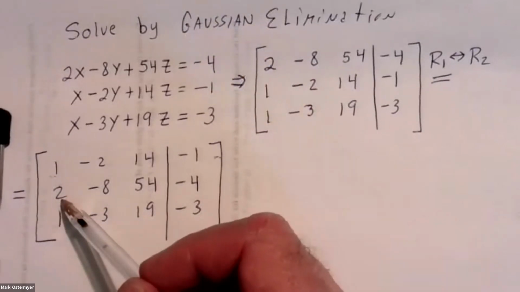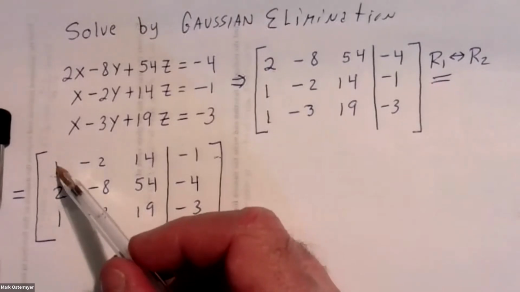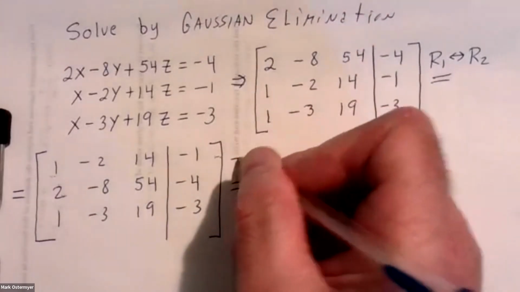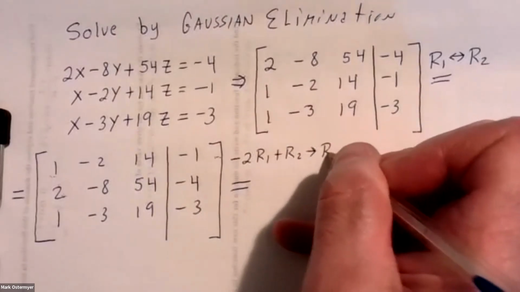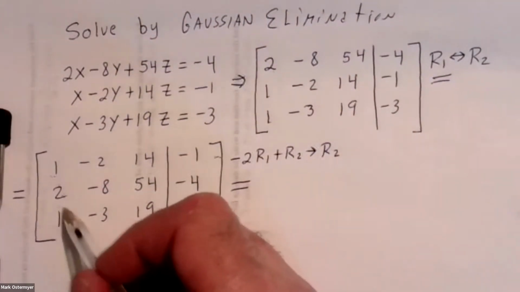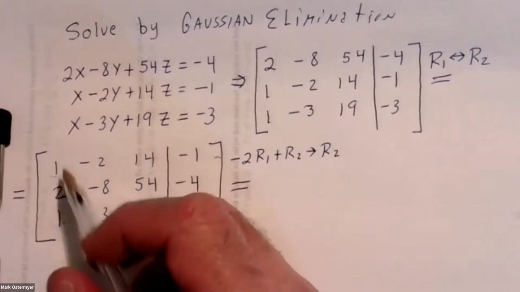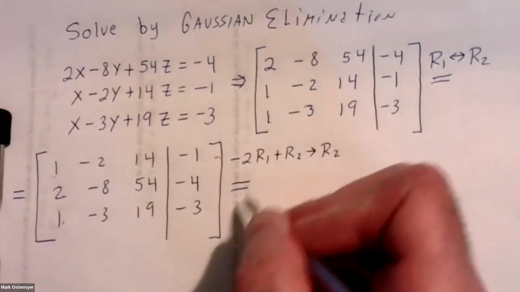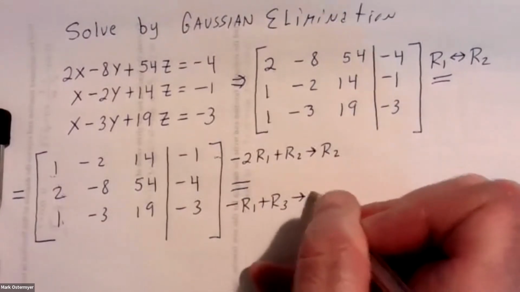What do you add to 2 to make it 0? -2. So to make this entry become a 0, I'm going to multiply row 1 by -2 and add it to row 2 to form a new row 2. In a similar fashion, I've got to make this entry become a 0. I need to add -1 to it. Where am I going to get the -1? I'm going to multiply row 1 by -1 and add it to row 3 to form a new row 3.